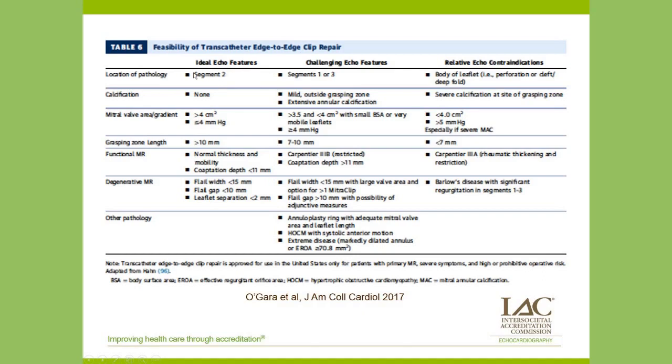So again, if you're in A2 or P2, the middle scallop of the anterior or posterior leaflet, that's ideal. Ideally, no calcification. You need a mitral valve area of above 4. If you're less than 4, you can get stenosis after a clip, and that's a disaster. You want to have enough length to grasp. You want really normal thickness and mobility of the leaflets. These things called flail width and flail gap are measurable. You can see how wide the flail segment is. The more narrow it is, the better the clip works.